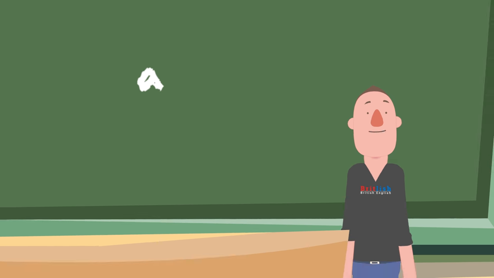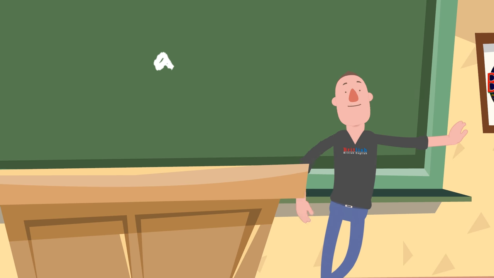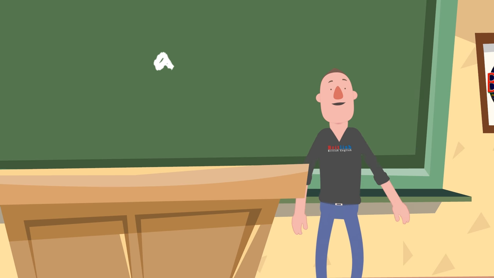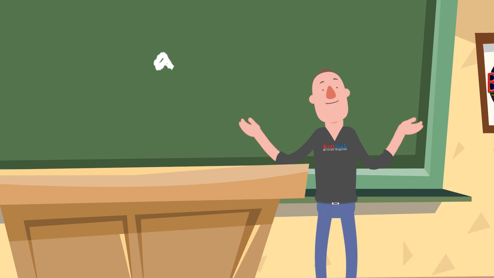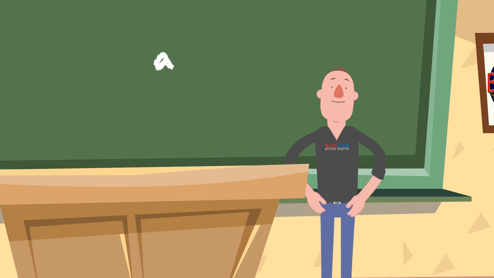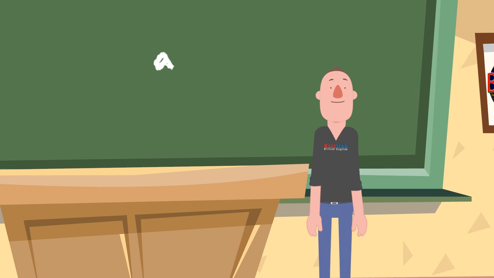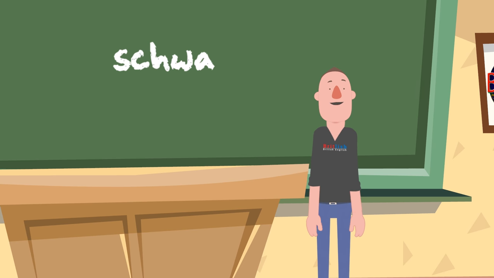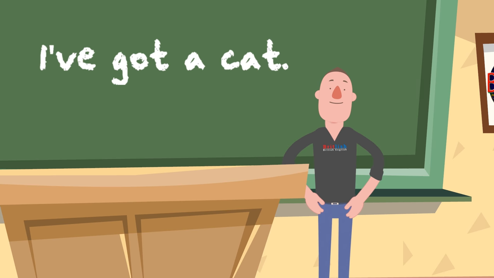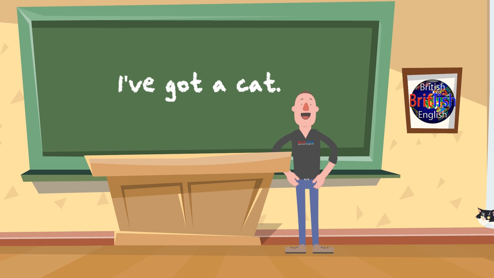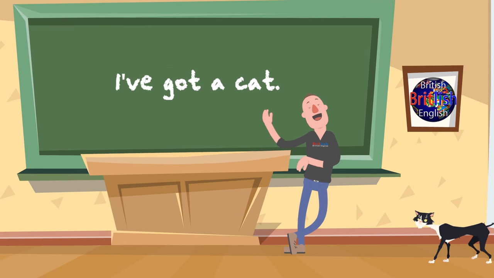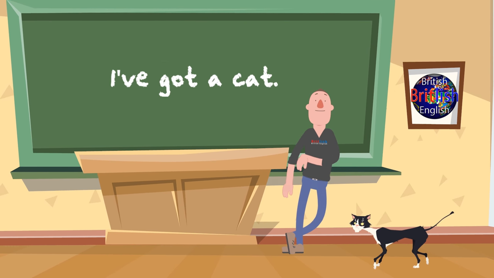The thing with a is that it has both a strong form and a weak form. The strong and least commonly heard form is the emphatic form a. The weak and most commonly heard form is a. The a is the schwa sound, and it's the most common sound in spoken English. Here's a sentence. I've got a cat. It's not pronounced as I have got a cat. That's very robotic and unnatural.